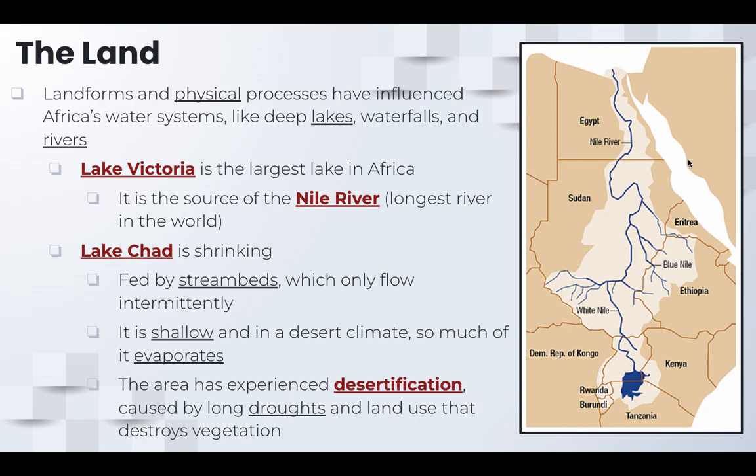Lake Chad sits kind of right in the middle of Central Africa, and it's fed by stream beds, but they only flow intermittently. They are not continuously flowing streams, but it's very shallow too, and it sits now in a desert climate. And so a lot of it has evaporated, and this is called desertification, which is basically the spreading of the desert. Okay, and so this is caused by long droughts, and then land use that destroys vegetation, which we'll talk more about that. But basically, a lot of vegetation gets cleared for farmland and firewood and stuff like that.